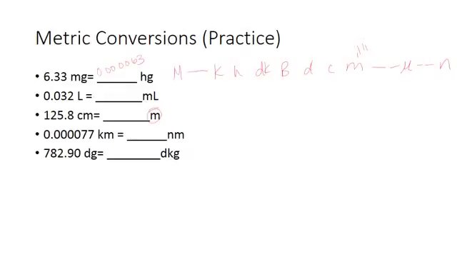That's not milli. So on this one, we're going from centimeters to meters, which is a base unit. Remember, your base unit will always be one letter. So like grams, meters, liters. So this would be 1, 2 places to the left. So 1, 2 places to the left, 1.258.